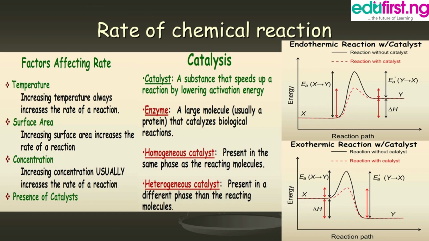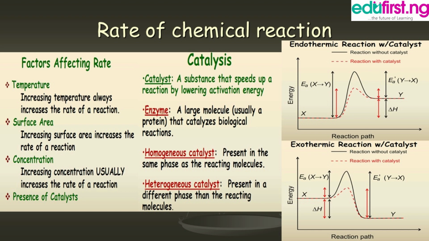Talking about the factors affecting the rate of chemical reaction, we have basically four factors. One, temperature. With an increase in temperature, there is an increase in collision, and this increases the rate of the chemical reaction. The second one is surface area. When you have a large surface area, this also enhances how reactants collide, and this increases the rate of chemical reaction too. Then we have concentration. When concentration is increased, the rate of reaction also increases.